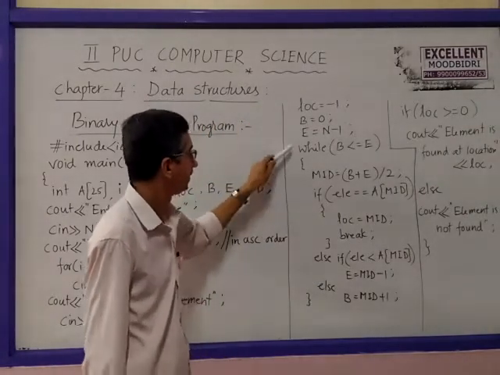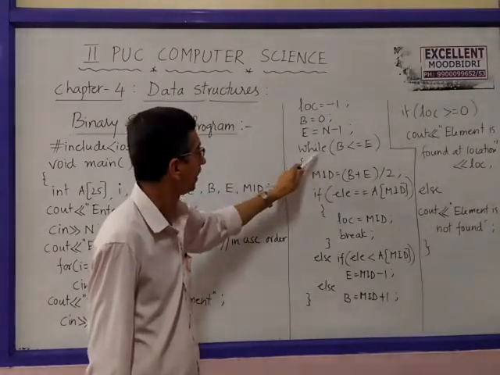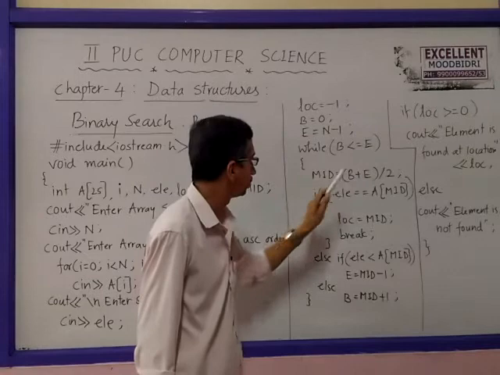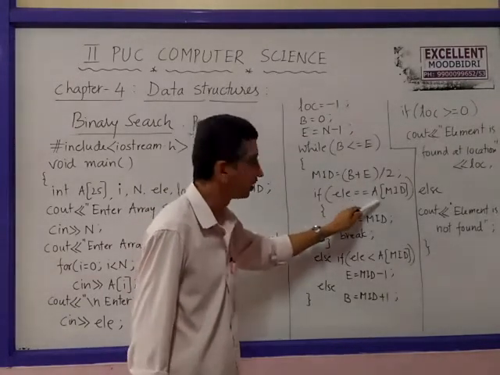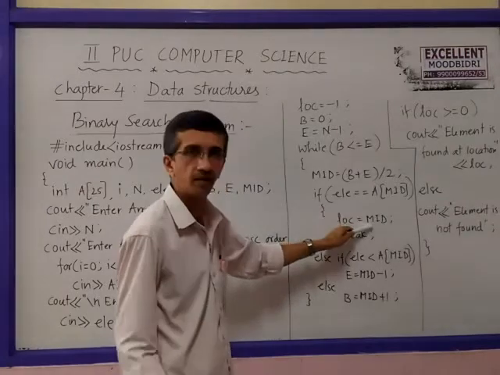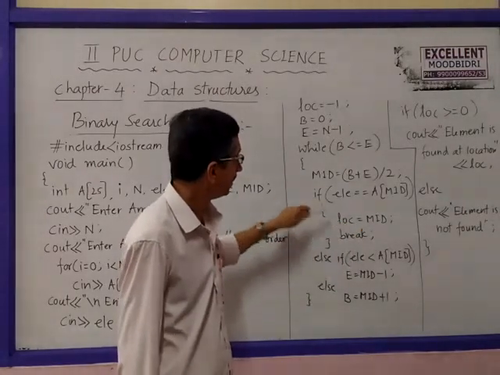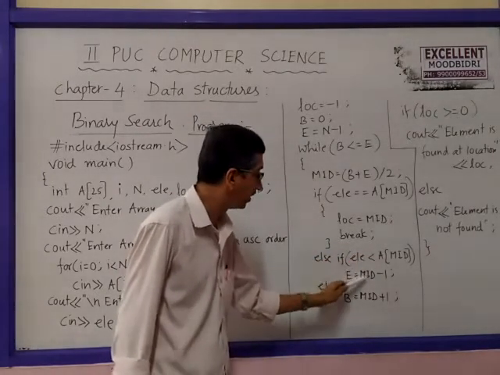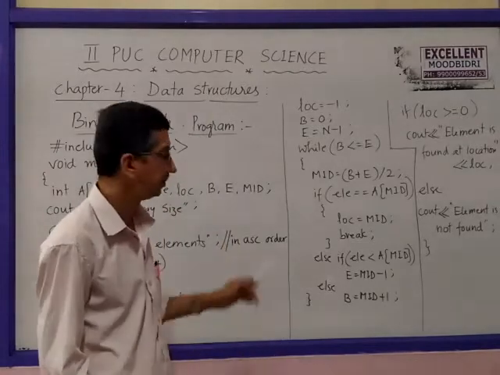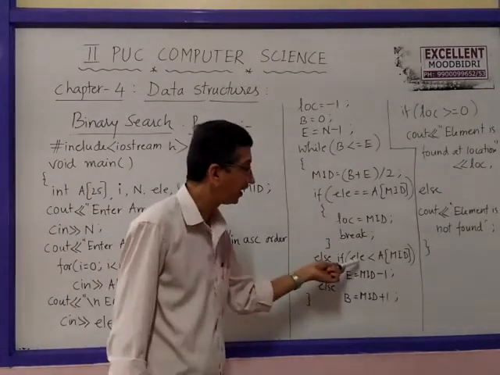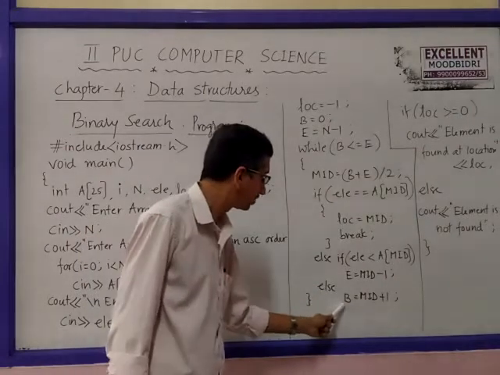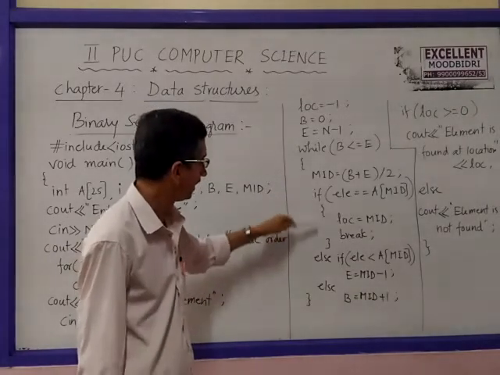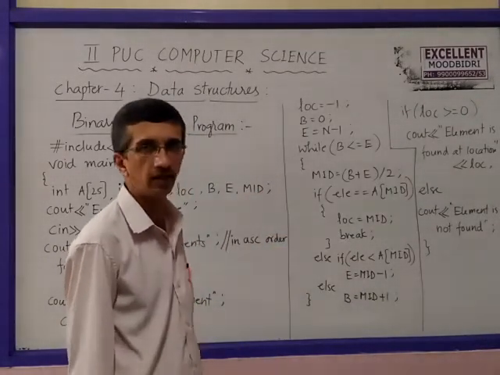Beginning and end. Next, the while loop. Look at the condition: while beginning is less than or equal to end. So mid is equal to beginning plus end by 2. Then comparison. If element is equal to the mid item, A of mid, location becomes mid, search is over, then break. If not, else if element is less than A of mid, end is equal to mid -1, bring down end, beginning remains. Else means element should be more than the mid item. Then beginning should be modified as mid plus 1. End remains the same.